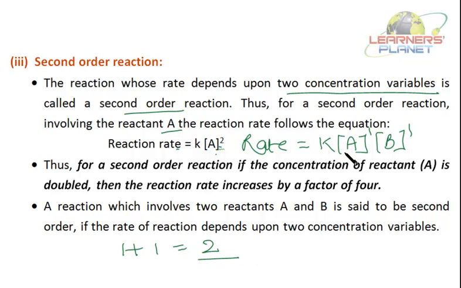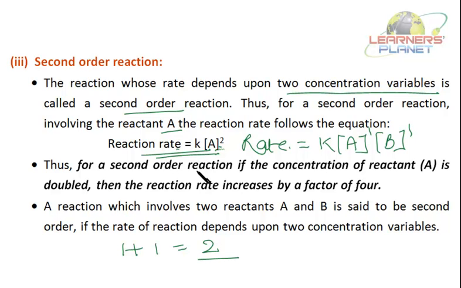If the concentration of A is doubled, the rate will be doubled. If the concentration of B is doubled, the rate will be doubled. But in this case, where there is a single reactant and the rate is proportional to the concentration of A squared, or the power here is 2, then if the concentration of A is doubled, the rate will be quadrupled.